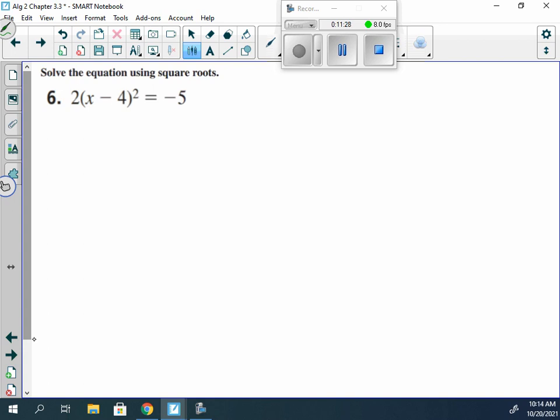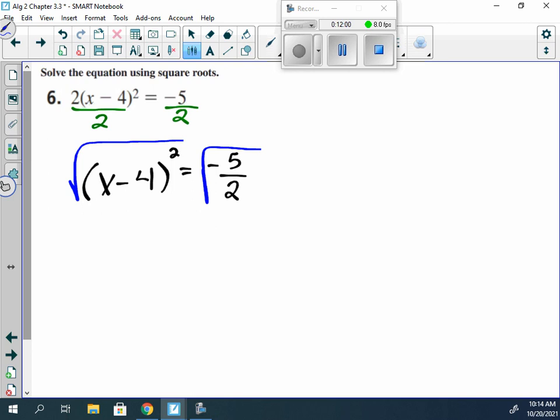So what can we do first? Divide by 2, because that's the only thing that we have with it. So we have x minus 4 squared is equal to negative 5 halves, yes? Our next step would be to square root both sides, yes? Square root of, and the square would cancel, leaving us with equals.